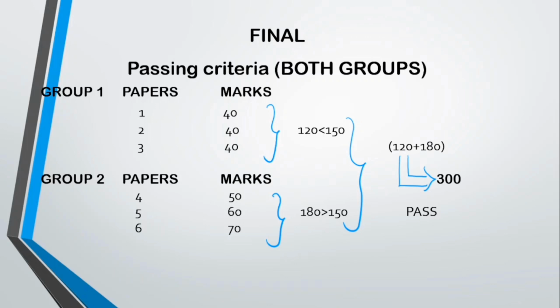Then for the CA final level, passing also requires at least 40% in each paper and 50% aggregate across both groups. Similar to intermediate, if you score 40, 40 and 40 in each paper, totaling 120, you would fail. But scoring 50, 60 and 70 in group 2 papers, totaling 180, would mean you pass.